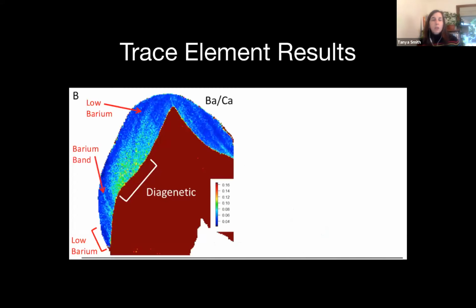The first Neanderthal child here, I'll just show you one of two. Here's the mapping from the trace element information. And it's a little bit complicated because the teeth show some burial effects.